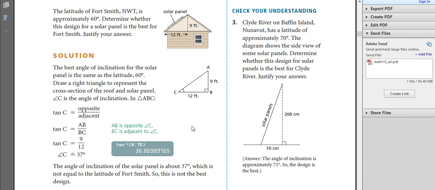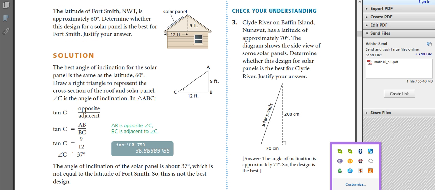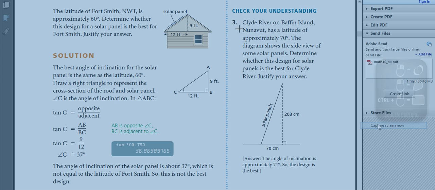Now this was the word problem, and now there will be a question for your understanding.